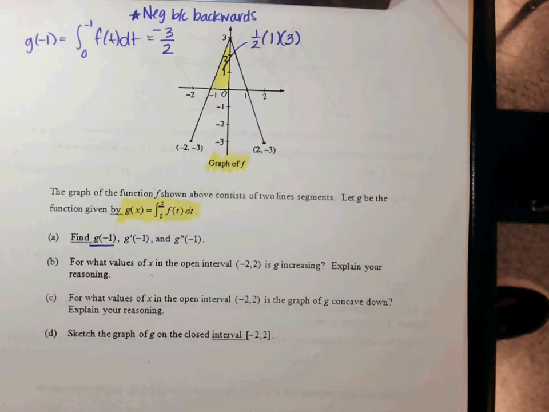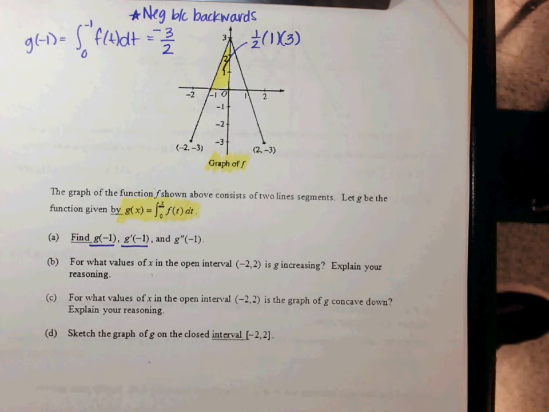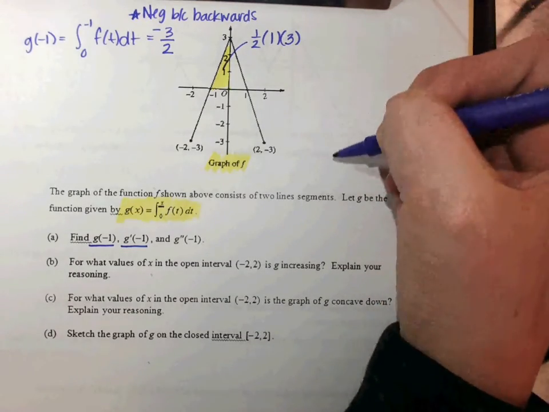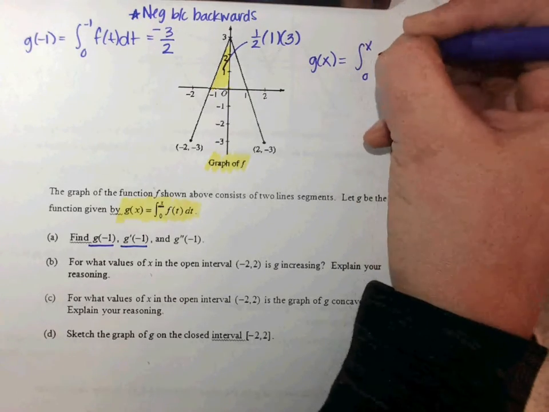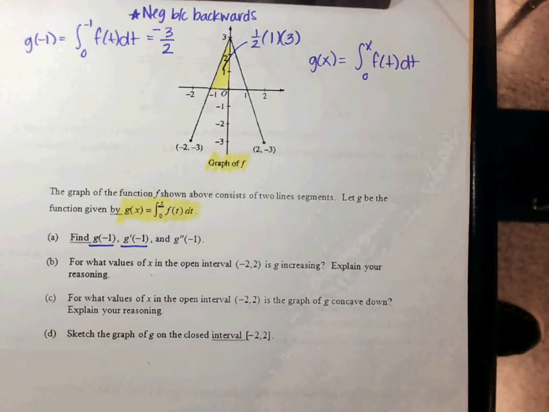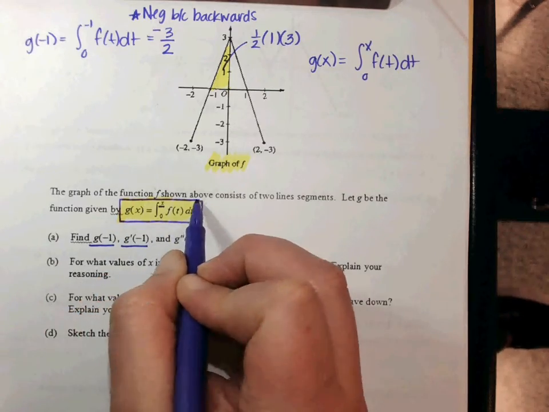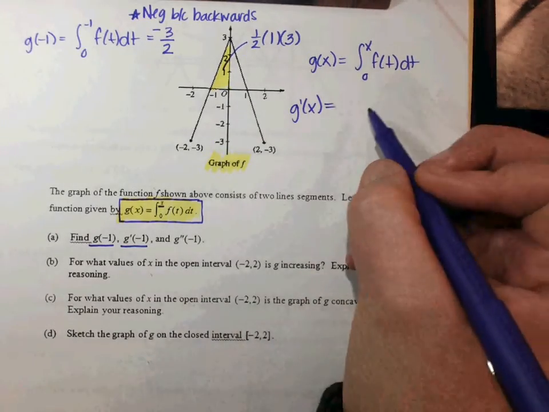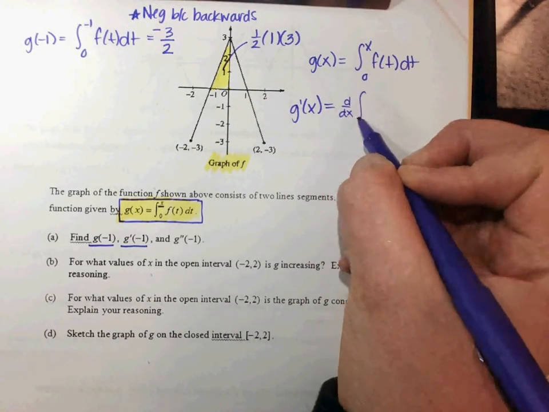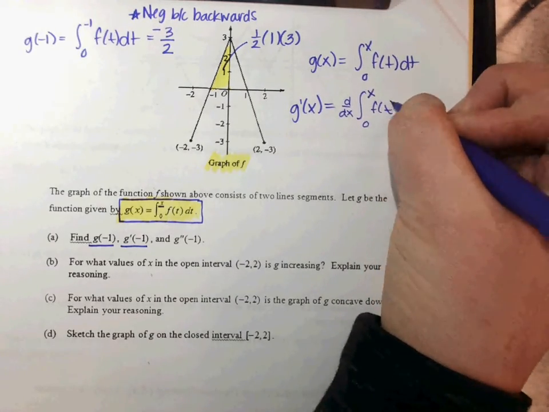Okay. Next part asks you to find g prime at -1. Before you find g prime at -1, you need to find g prime of x. So I'm going to do that over here on this side. So g of x, this is like me showing my work, is the integral from 0 to x of f of t dt. Everybody good with that so far? That's what was given to us down here. Okay, I'm going to take the derivative to find g prime. So g prime is the derivative of the integral from a constant to x of f of t dt.